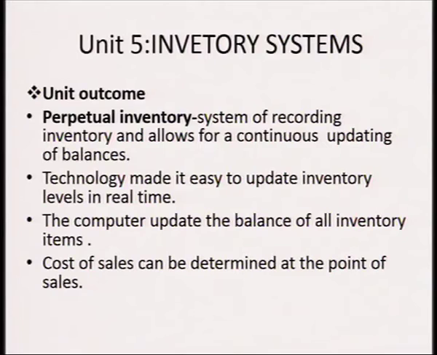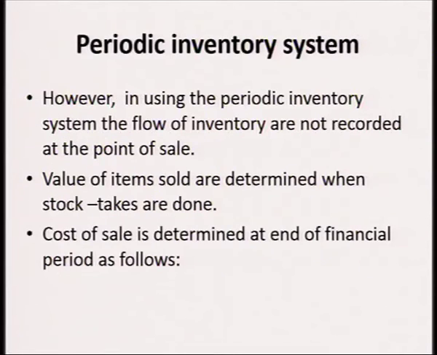Technologically, it's quite easier for a business. It's no more manual, where a person has to take a pen and write, but it's done by the computer that is just counting stock that is going out of the business and stock that is remaining in the business. The computer updates the balance of all inventory items. And cost of sales can be determined at the point of sale. Cost of sales or cost of goods sold can be determined at the point of sale using the perpetual inventory system, or the continuous inventory system.